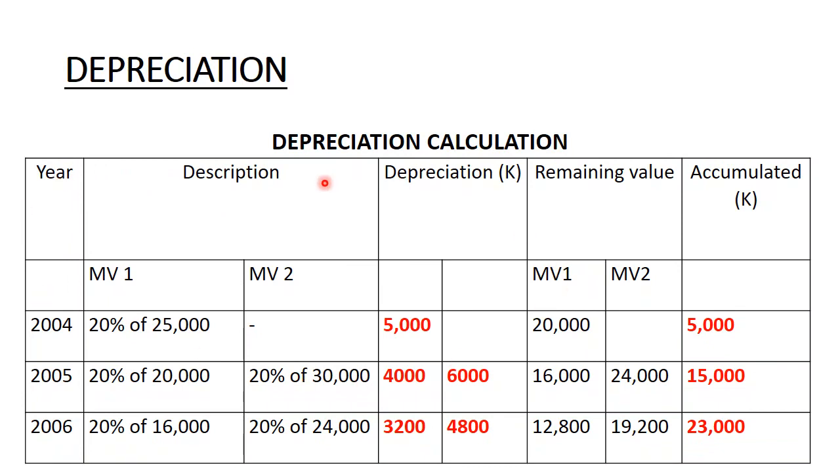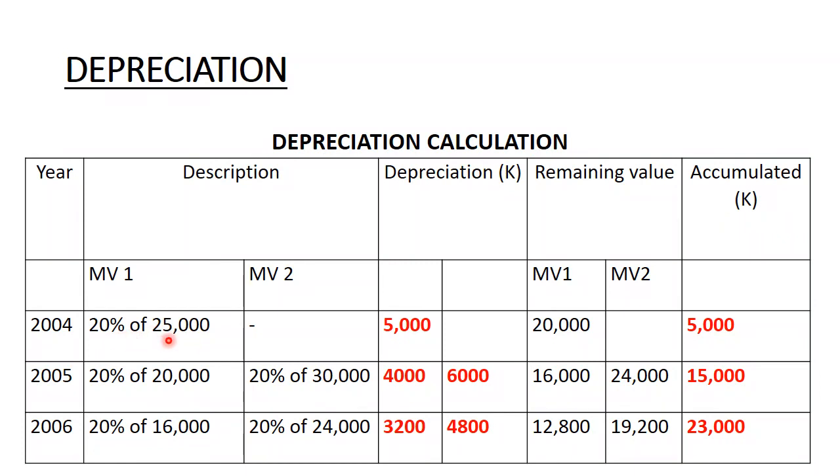This is not the general format. You can calculate in whatever way you want. What is important is the concept. Here we're starting from 2004, 2005 up to 2006. Then here is information: motor vehicle 1, motor vehicle 2. On the 1st of January 2004, we bought a vehicle, right? So by the end of 2004, this vehicle had depreciated by 20%. The vehicle was 25,000.